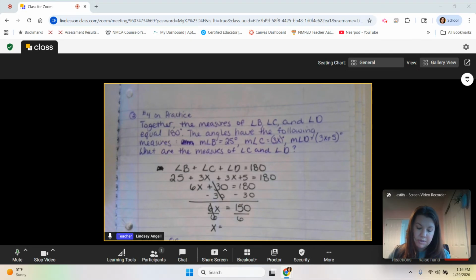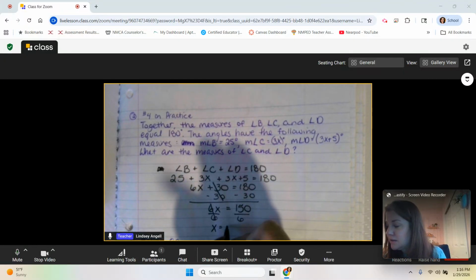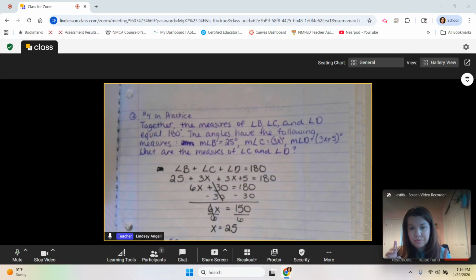Let's see here. I'm just going to do it on my calculator. 150 divided by 6. Oh, 25. Duh. Oh my goodness. I'm tired. Okay, so x is equal to 25. Now, that's not the final answer that we're looking for. We're looking for what is the measure of angle C and what is the measure of angle D. We can use x to plug it back in to solve for those.